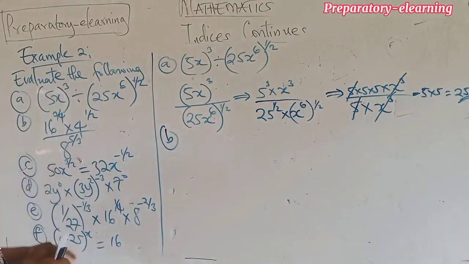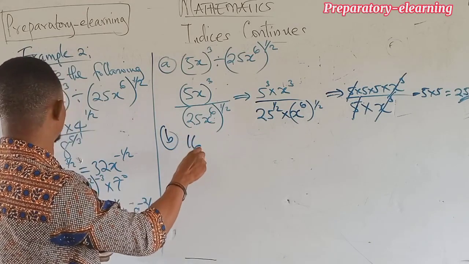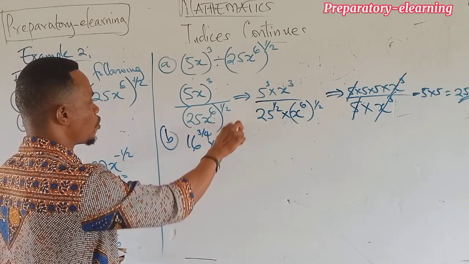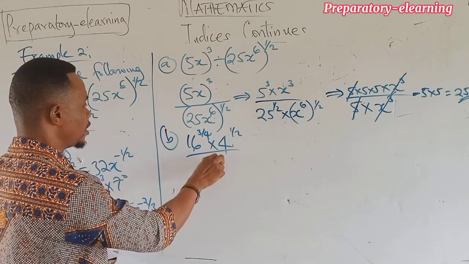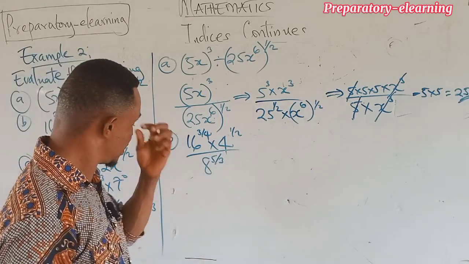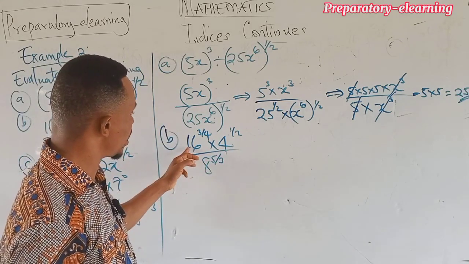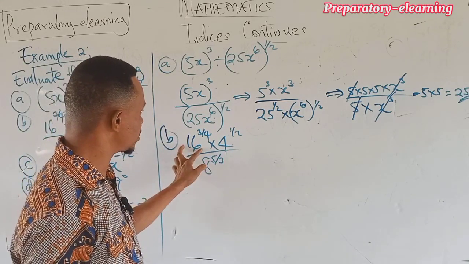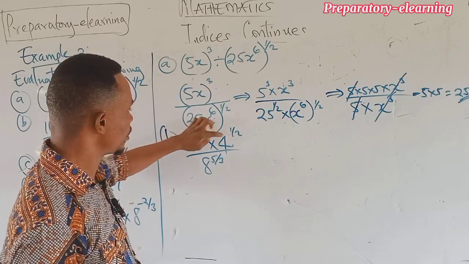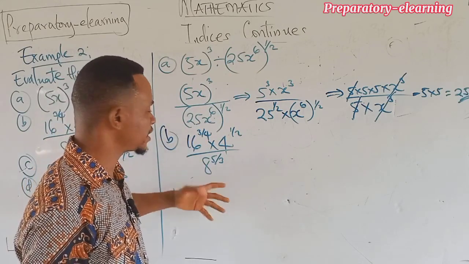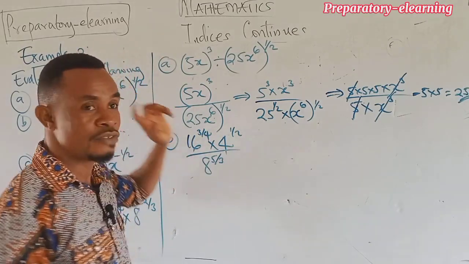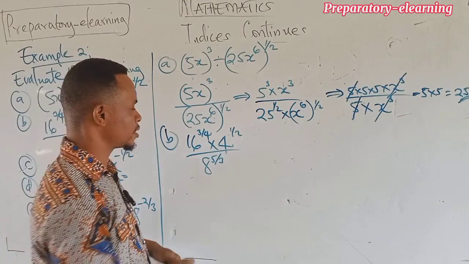B, which says 16 to the power 3 over 4 times 4 to the power 1 over 2 divided by 8 to the power 5 over 3. The same thing we're going to do. In this case, we don't have more members coexisting, like when we have 5 and x, 25 and x. This one is just a single number: 16, 4 and 8. This one is simpler. This is the coming together of our previous examples. Now, how do we do this?